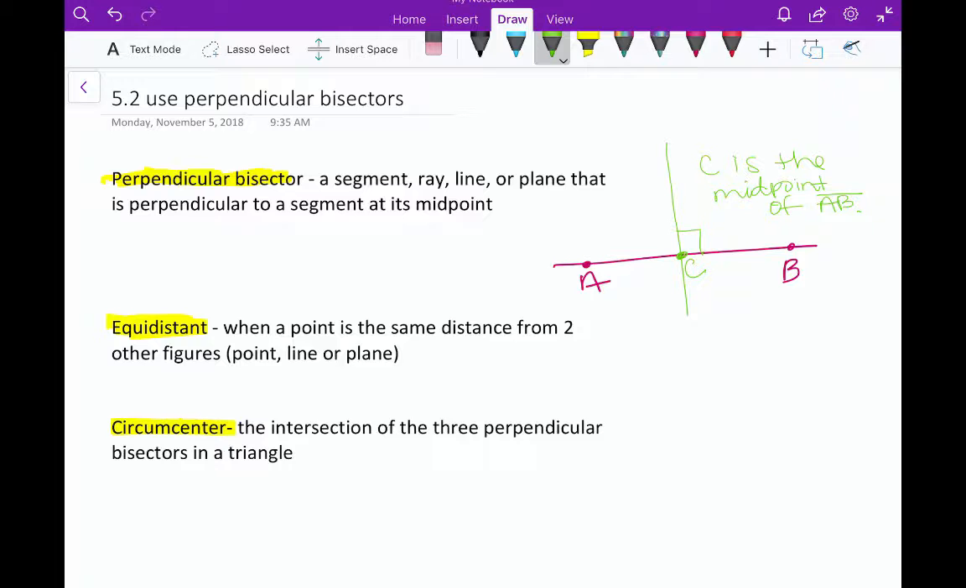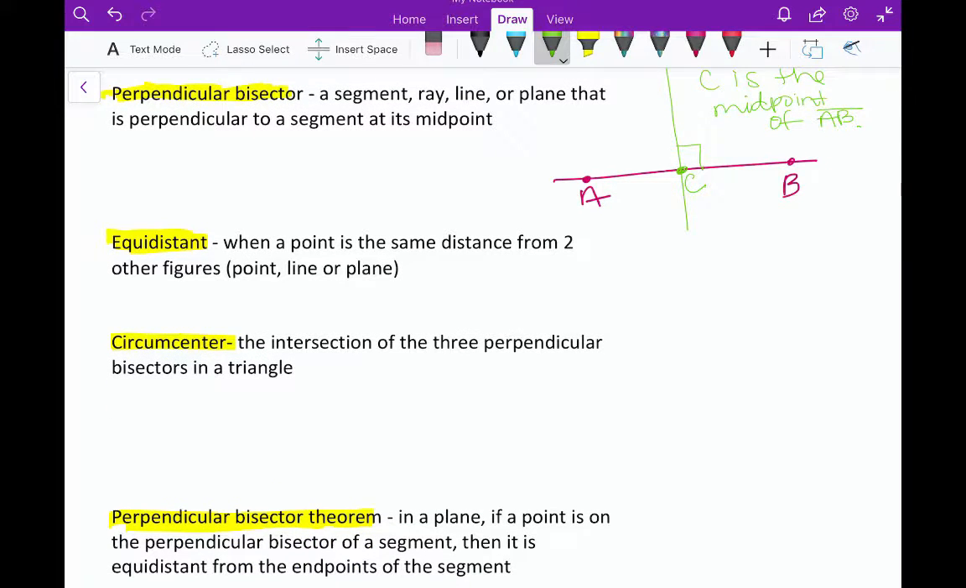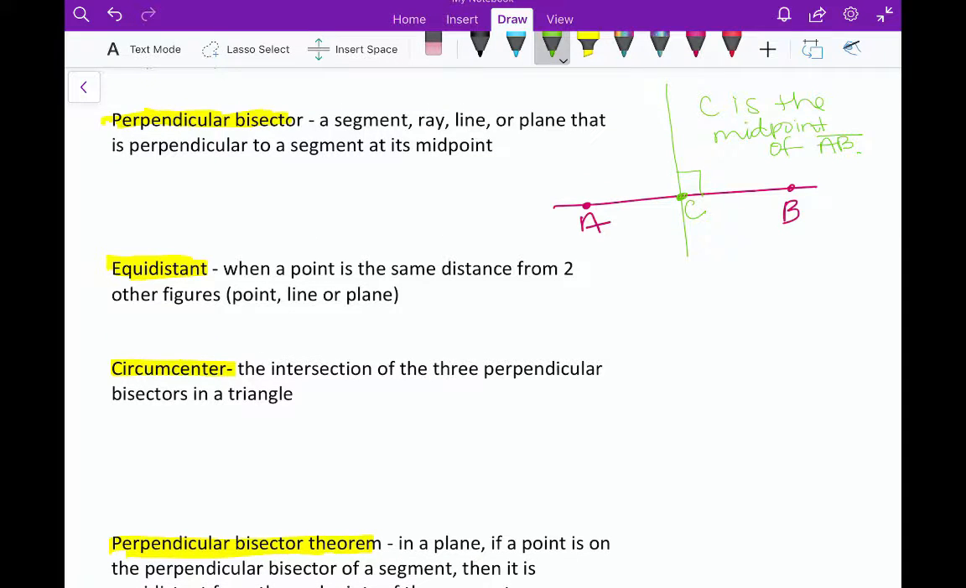Notice that a perpendicular bisector cannot be a point. So it has to be a segment, a ray, line, or plane. What is equidistant? Equidistant is when a point is the same distance from two other figures, whether that be a point, a line, or a plane. So, using the example I just talked about, C is equidistant to A and B. Why? Because it's the same distance to A as it is to B. Why? Because it's the midpoint.